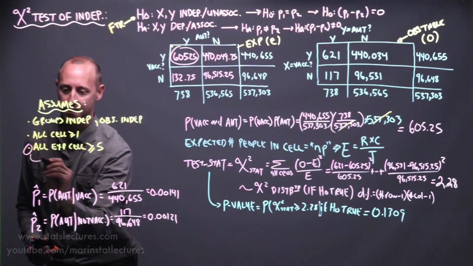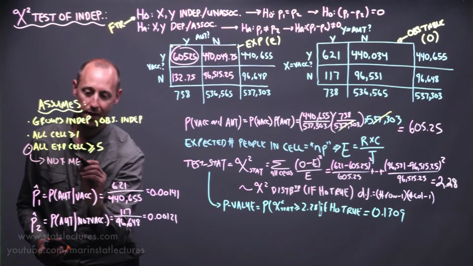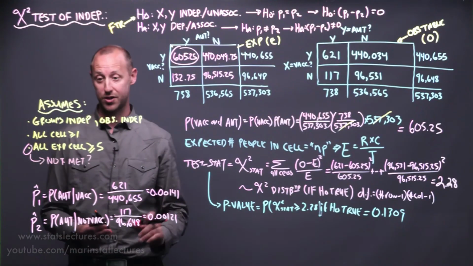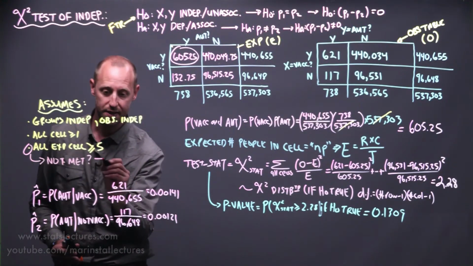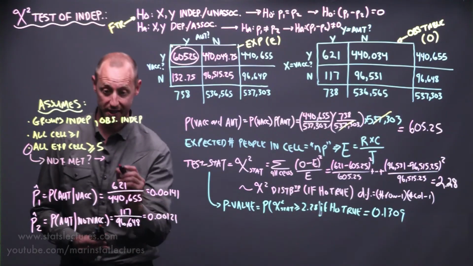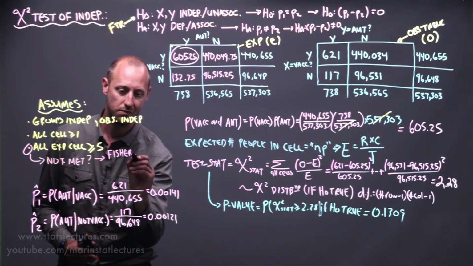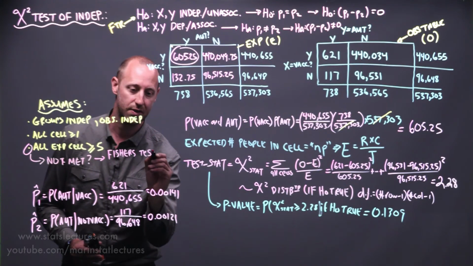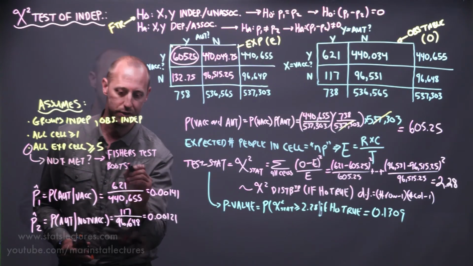If this is not met, if we don't have a large sample size or a large number of expected cell counts in each cell, some things we can do are use a non-parametric approach, or use an exact test. This one's called Fisher's exact test. Or we can also try something like a bootstrap type approach.